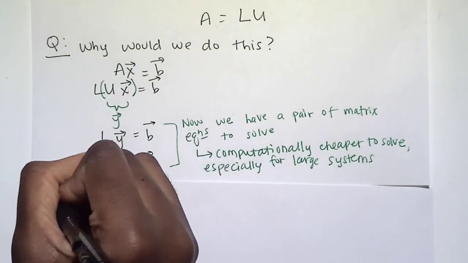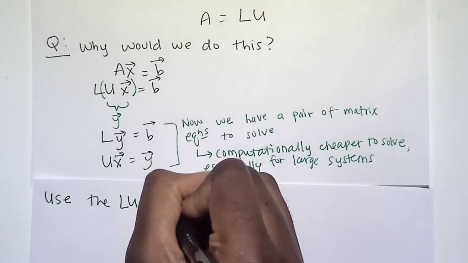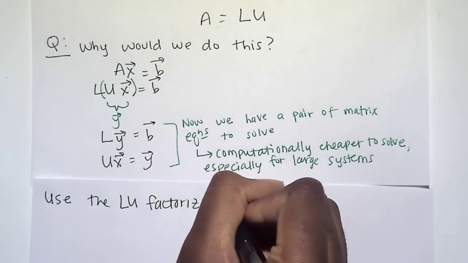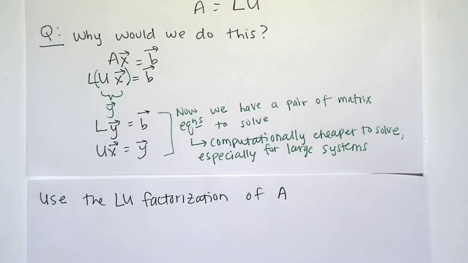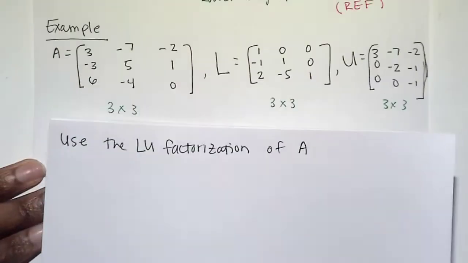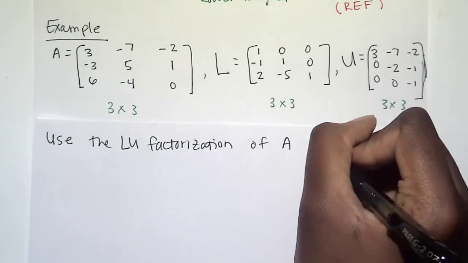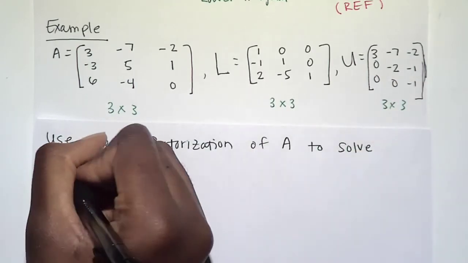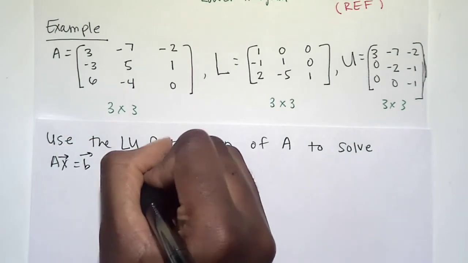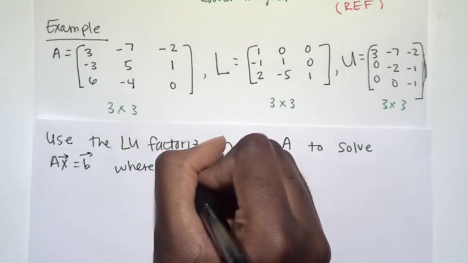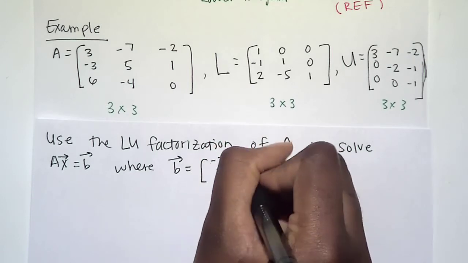So we are going to use the LU factorization of our A, and that's from the previous problem. This is the A we're talking about, to solve the system AX equals B, where B is -7, 5, 2.